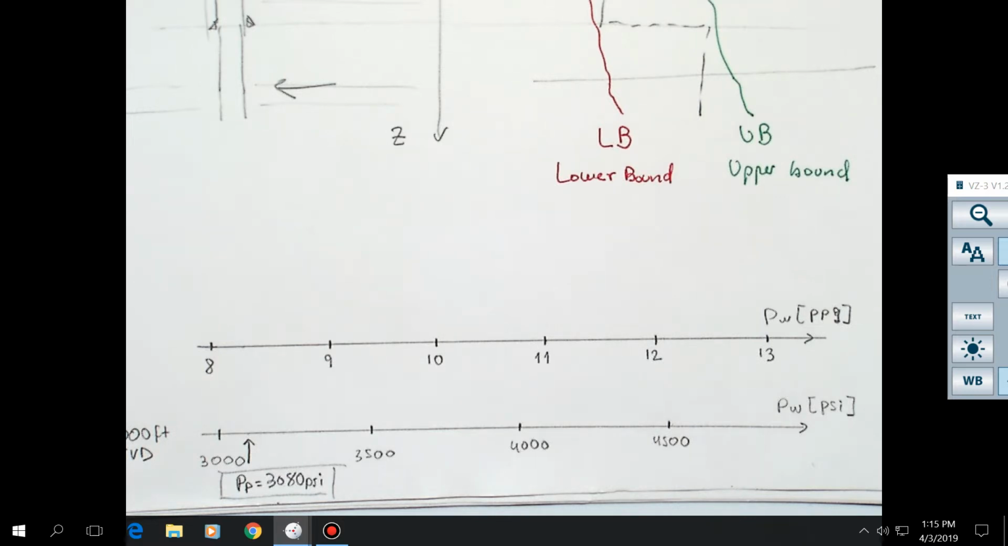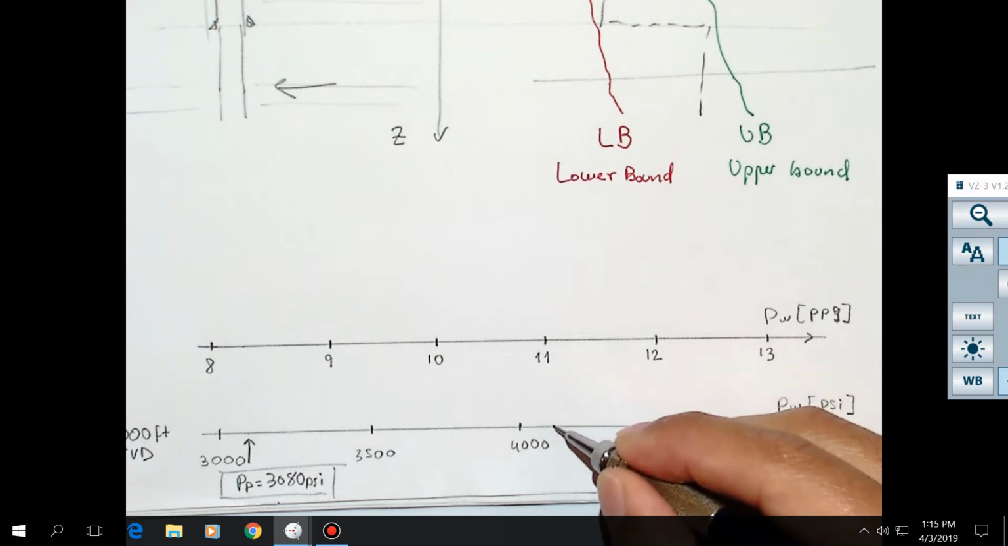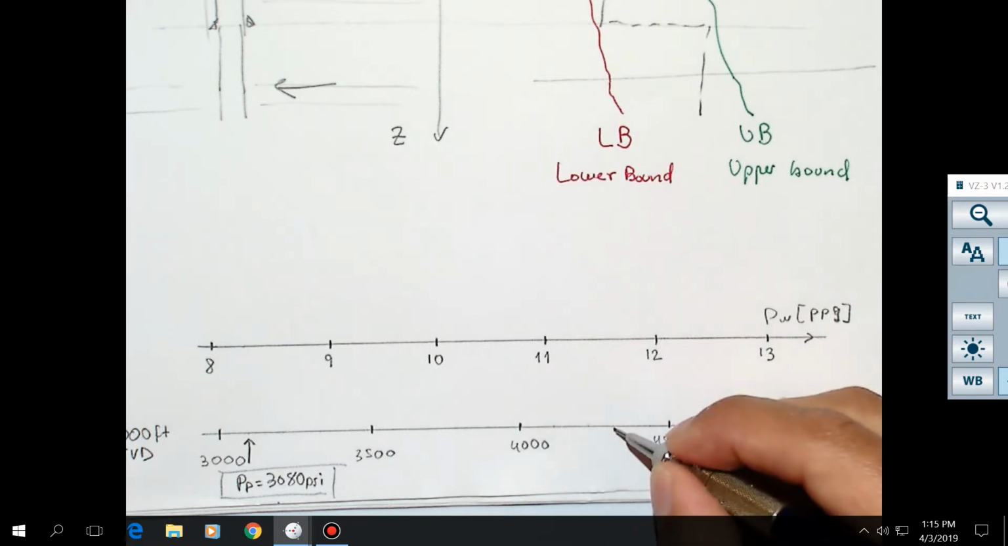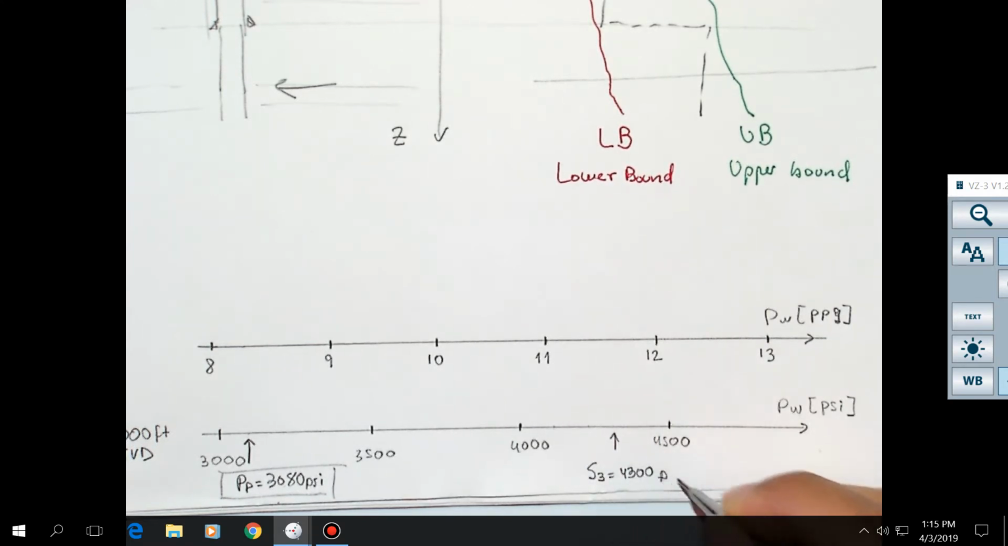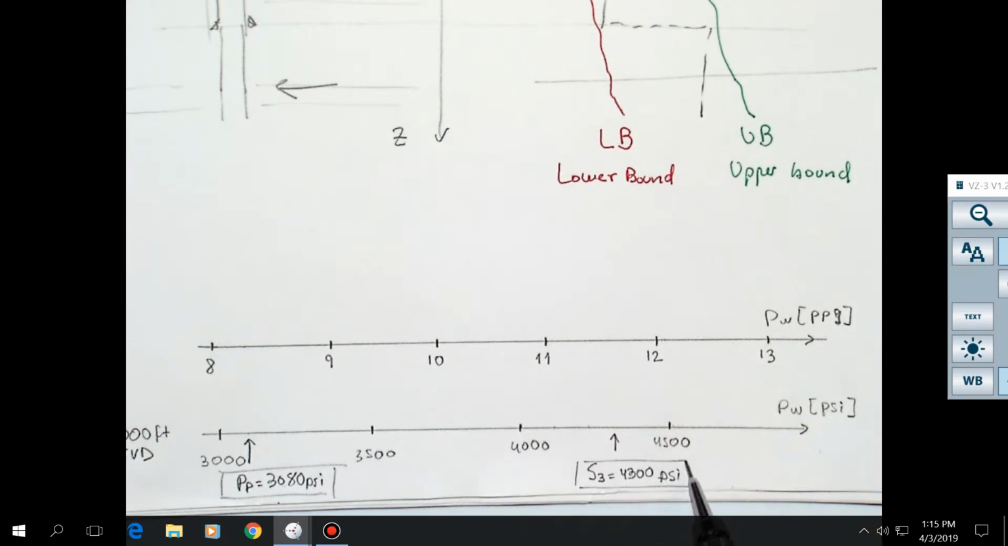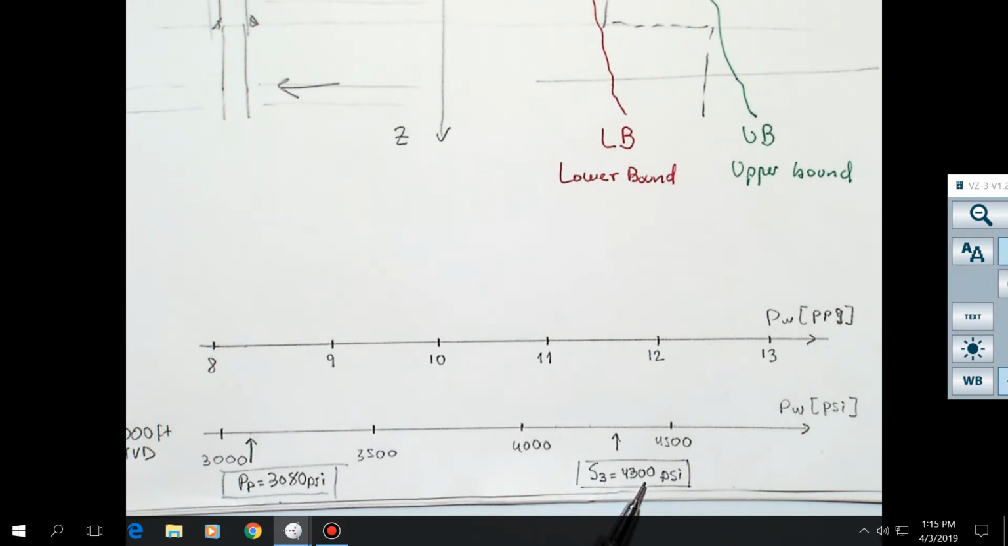For an absolute upper bound, we have the minimum principal stress, which in this case is a horizontal stress, and it's equal to, let's say, somewhere over there, and in this particular problem was 4,300 psi. You may not want to go above this number either. Why not?